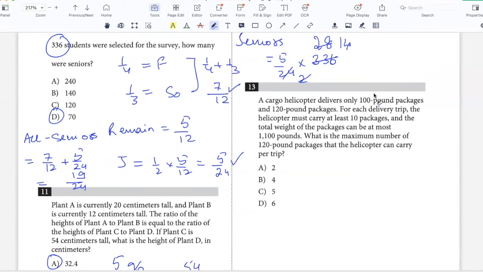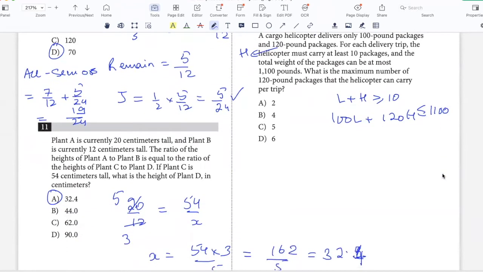Okay, so let's say 100-pound is light and 120-pound is heavy. So it must carry at least 10 packages. So light plus heavy should be greater than or equal to 10. And the weight, so that would be 100 light plus 120 heavy can be at most, so this should be less than or equal to 1100. So what is the maximum number of 120-pound packages?